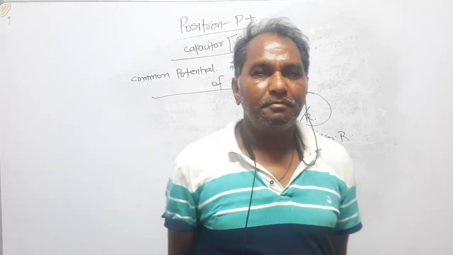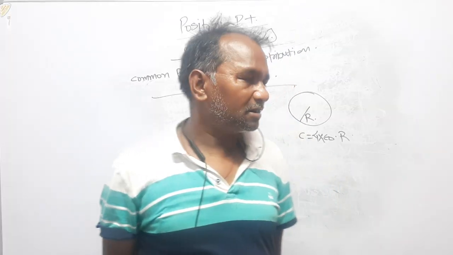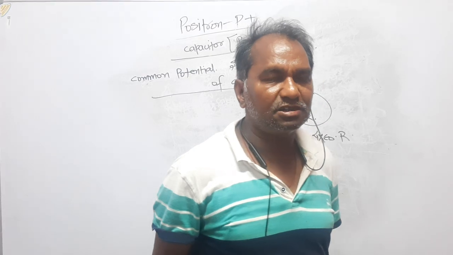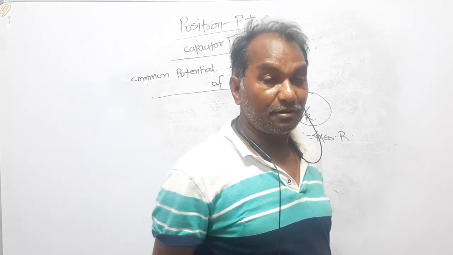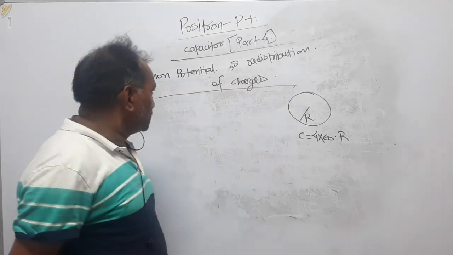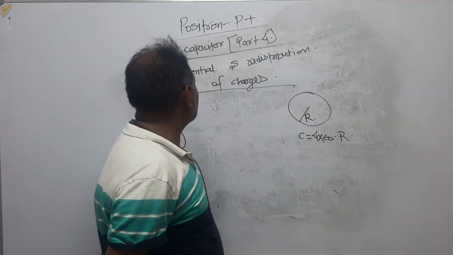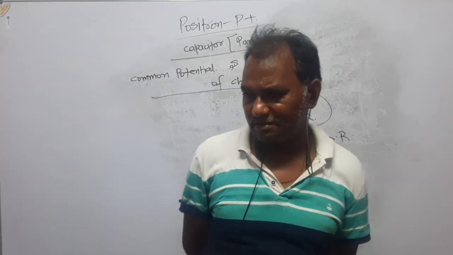Actually, the farad is a very big unit of capacity. Even the earth's capacity is not very close to that. So always we talk about capacitance in terms of the units we generally use, microfarad and picofarad. Now, dear students, we have to find out what the common potential and redistribution of charges are.